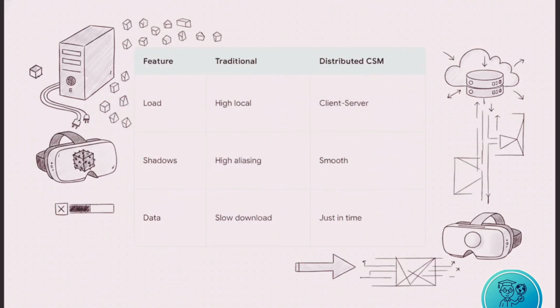When we step back and look at the whole picture, the leap in technology is just incredible. We're moving from traditional rendering, which demands insane local hardware power, gives you blocky shadows, and relies on slow downloads, to a completely new way of doing things. By combining a distributed client-server rendering engine with the brilliant frustum-splitting math of cascaded shadow maps, we fundamentally solve the VR processing bottleneck. The heavy data is streamed flawlessly exactly when you need it, and your computer's graphics processor is literally tricked into rendering beautiful, smooth shadows without wasting a single drop of power on distant, invisible pixels.